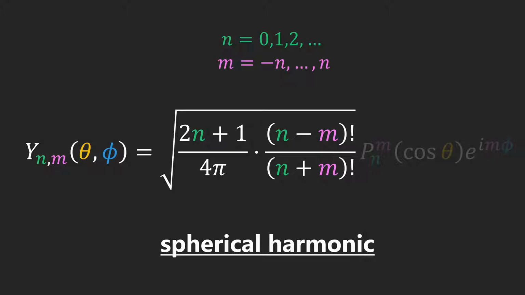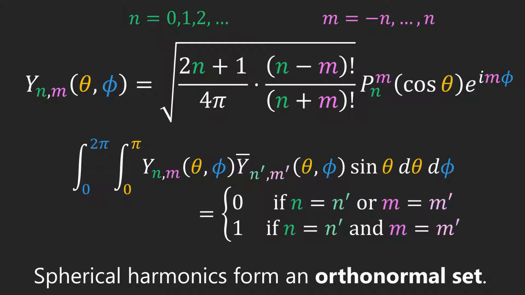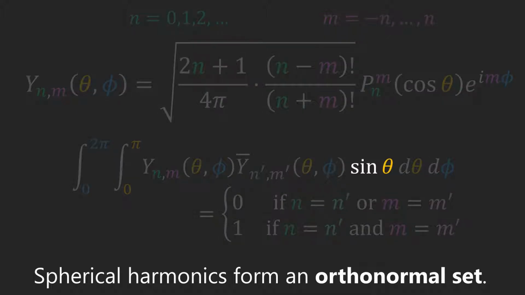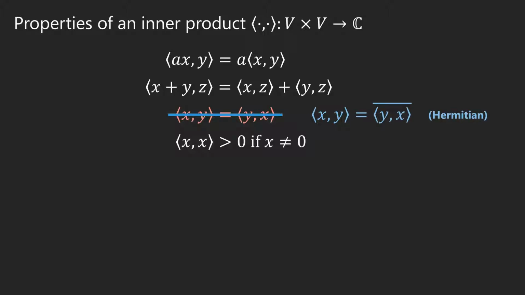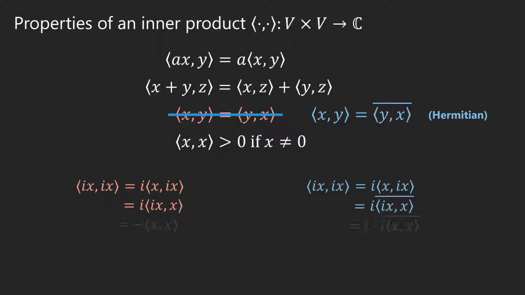This coefficient makes it so that our spherical harmonics form an orthonormal set with respect to the weight function sine theta, which is part of the surface area element when working in spherical coordinates. Notice that when taking our inner product, we need to use the complex conjugate of our second function. This is usually the case when trying to define an inner product space over the complex numbers. Rather than being symmetric, our inner product has to be conjugate symmetric, or Hermitian. Otherwise, you could have a vector whose inner product with itself, the square of its norm, could turn out negative.